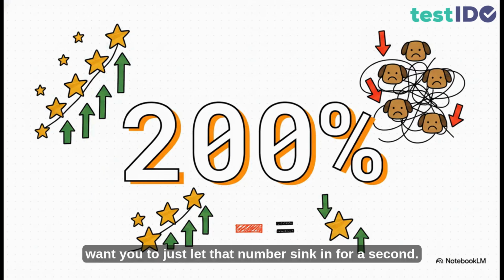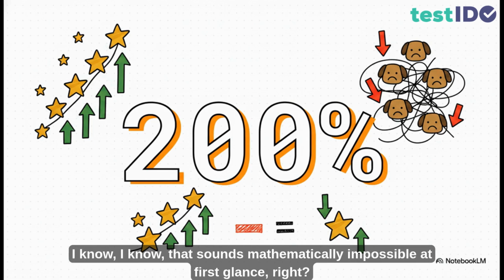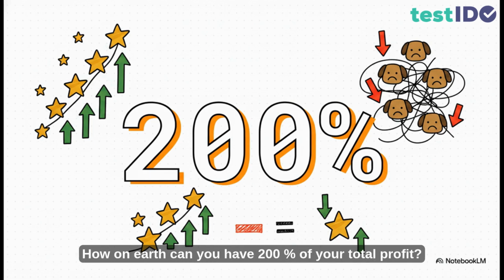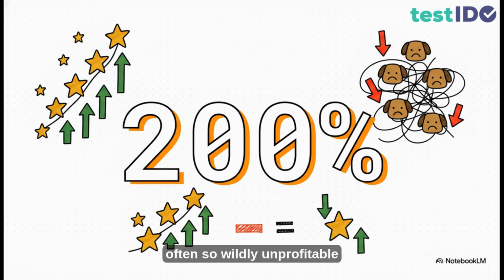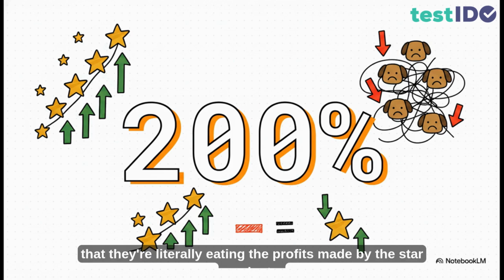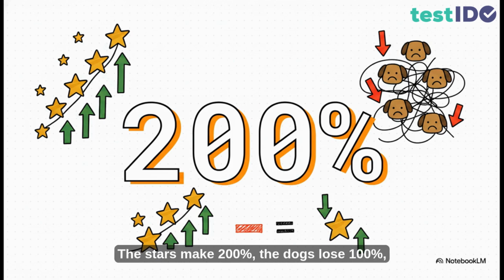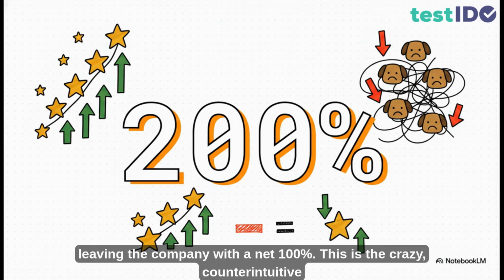200%. I want you to just let that number sink in for a second. In a surprising number of companies, a mere 20% of their products generate 200% of their total profit. I know that sounds mathematically impossible at first glance, right? How on earth can you have 200% of your total profit? Well, it happens because the bottom tier of products in a company's lineup are often so wildly unprofitable that they're literally eating the profits made by the star products. The stars make 200%, the dogs lose 100%, leaving the company with a net 100%.